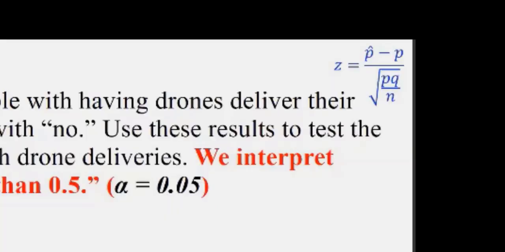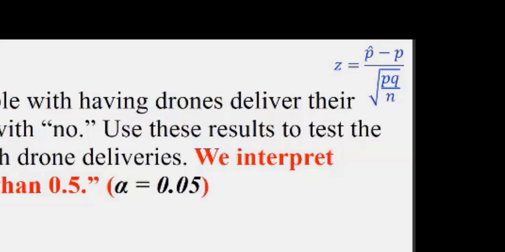1,009 consumers were asked if they are comfortable with having drones deliver their purchases, and 54% or 545 of them responded with no. Use these results to test the claim that most consumers are uncomfortable with drone deliveries. We interpret most to mean more than half or greater than 0.5. Alpha equals 0.05. If you look at the top right in blue, that is the test statistic for proportion, z equals p hat minus p over square root of pq over n.